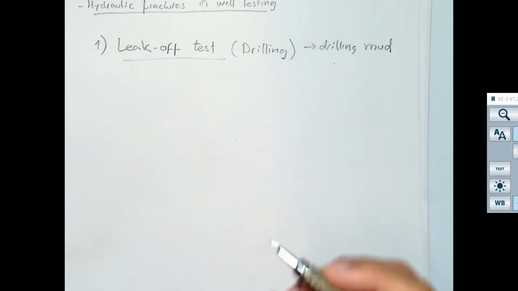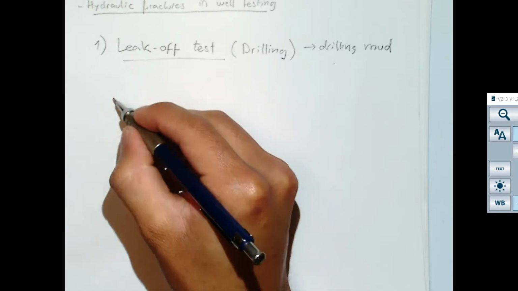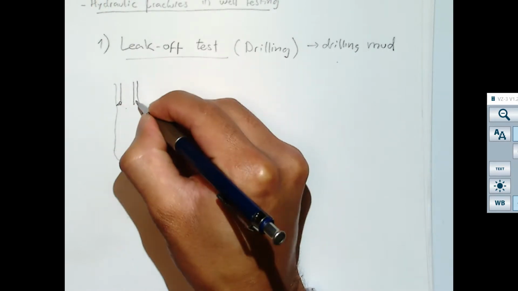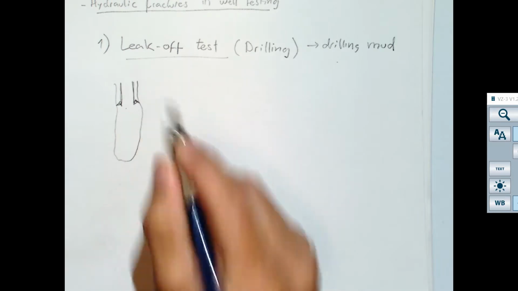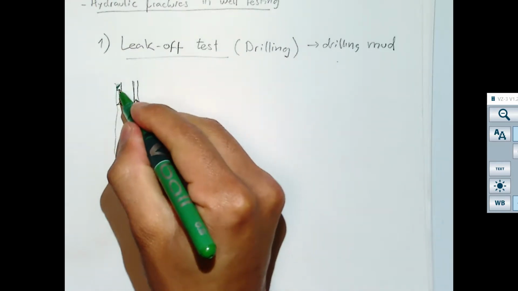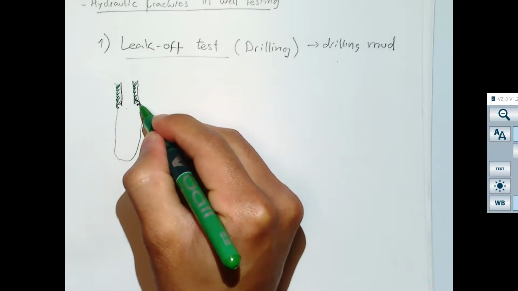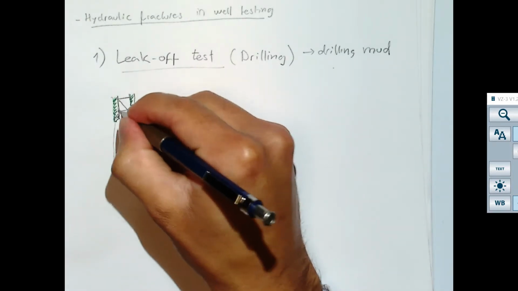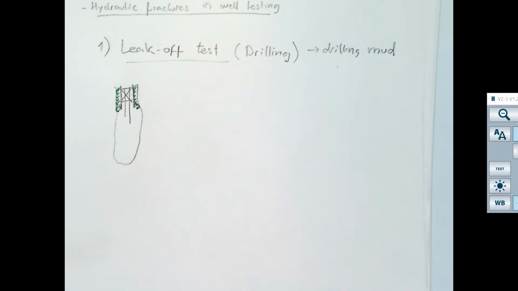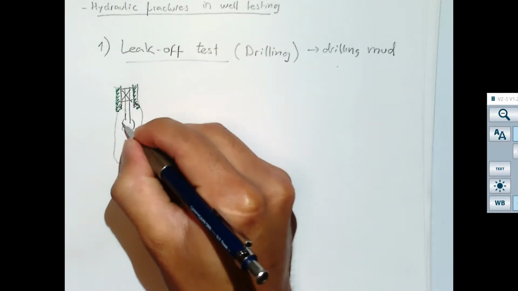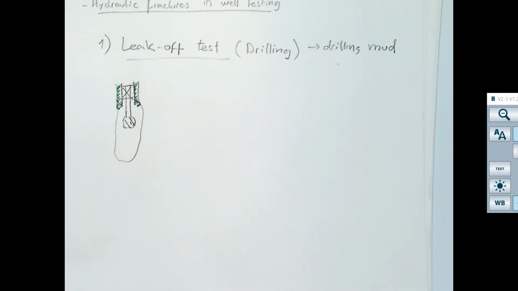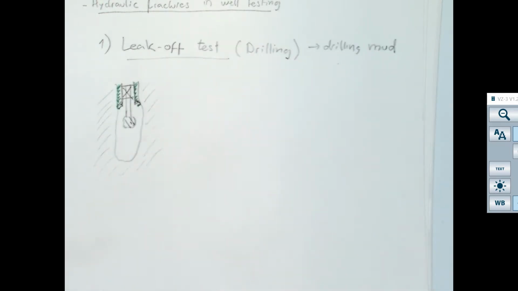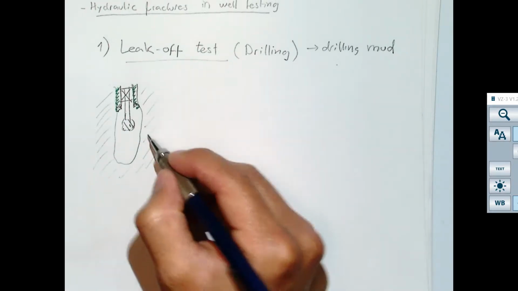So in the leak-off test, basically, what you do is you get to a point in which you case a wellbore, and then after you case it, you may want to cement it, and then you may isolate that zone and pressurize it with drilling fluid so that you get to know what is the maximum pressure that you can achieve at this location.